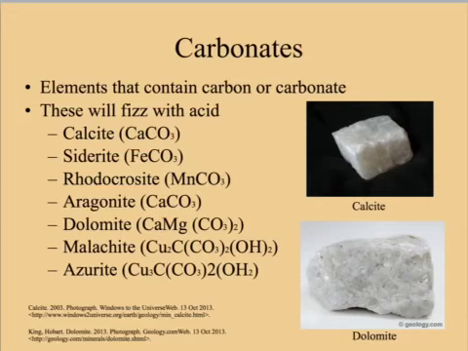Another common example is dolomite. Dolomite will fizz, but not quite as easily as calcite. Malachite and azurite are often found in Native American jewelry. Malachite is green, and azurite is a teal blue. An interesting fact about malachite: the Statue of Liberty is oxidizing and turning into malachite. This is why it has a greenish color to it.